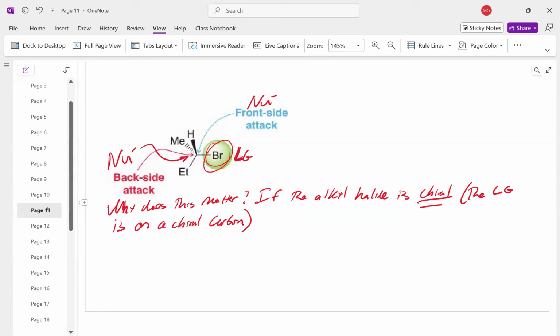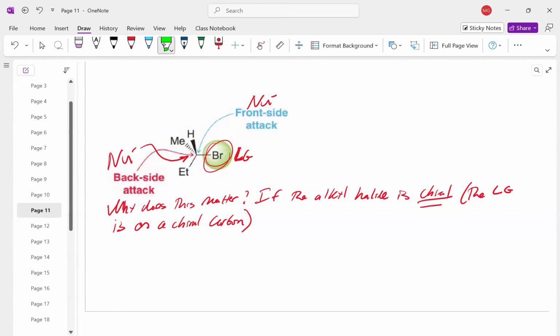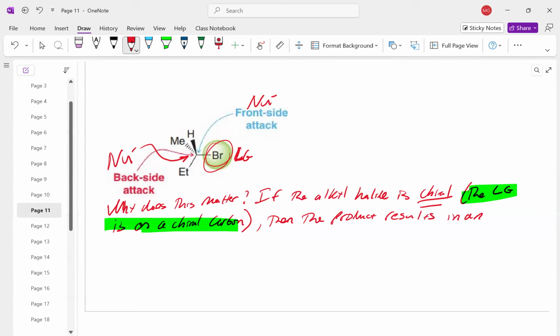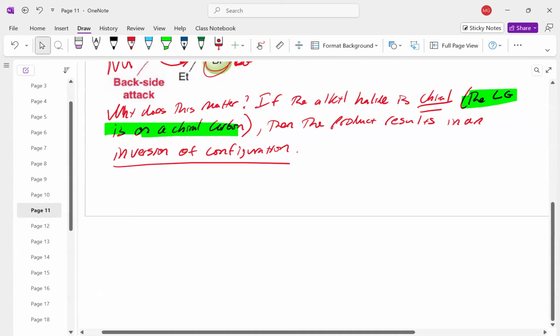Okay, I want you to circle, highlight, star that. In fact, I'll do it as well. The leaving group is on a chiral carbon. Then the product results in what is called an inversion of configuration. So what do I mean by that?